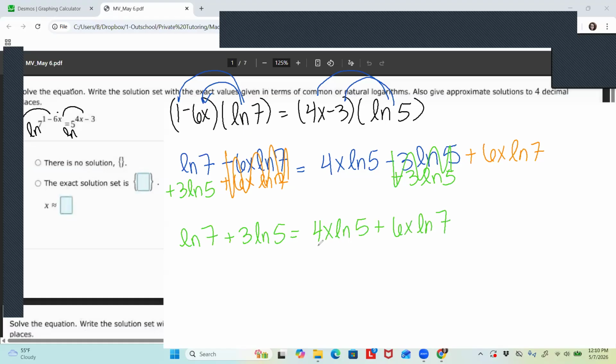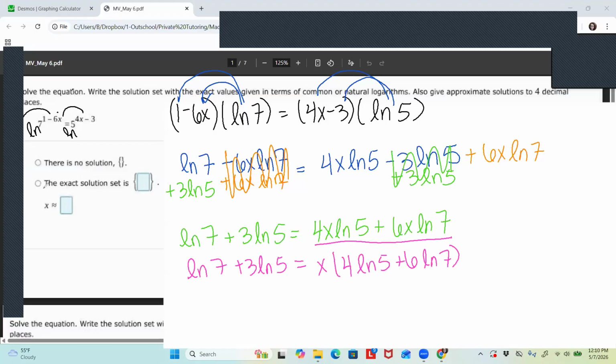Now don't combine, right? If these were the same natural log, you could, but they're not. So don't combine. All right, but what you can do is that this side has a GCF, greatest common factor, of x: x times 4 ln 5 plus 6 ln 7. There we go. I've got it now.